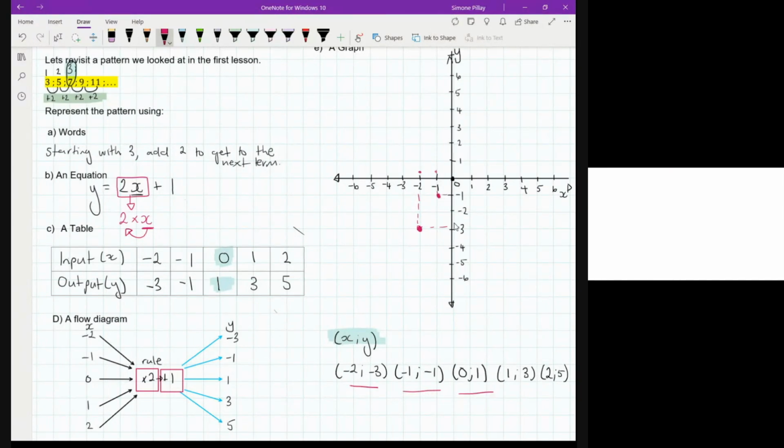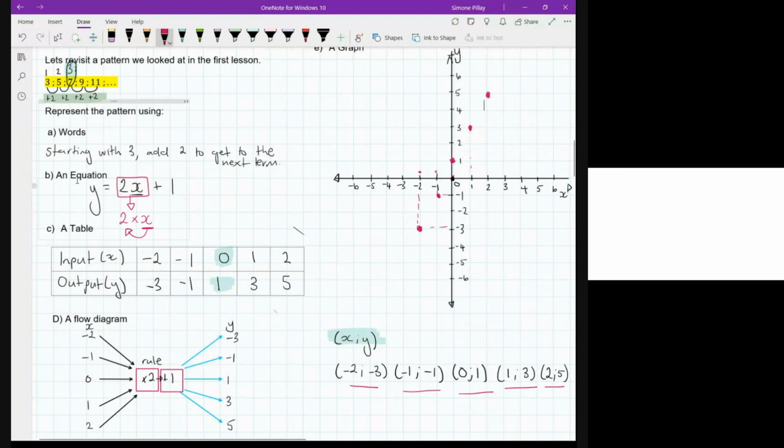0 and 1, 0 on my x-axis is right here. And then to get to 1 on my y-axis, I actually have to go up now. And that's going to leave me here. 1 and 3, +1 on my x-axis, and now I need to go up to +3. It leaves me here. And then lastly, 2 and 5. So we have 2 over here, and I'm going to go up to +5. You see all of my dots.